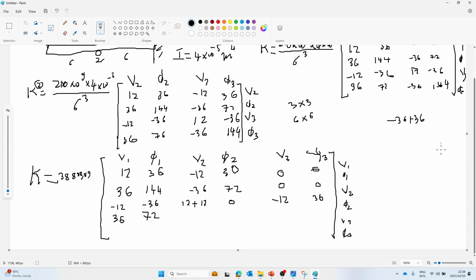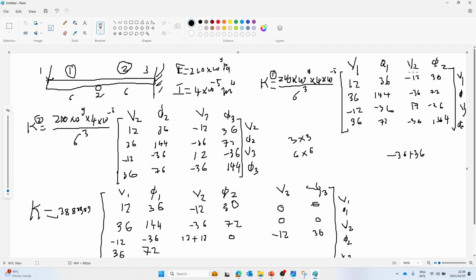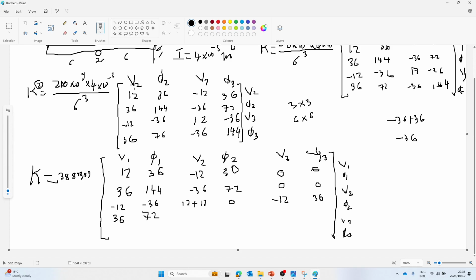V2 phi 2. V2 phi 2 is minus 36. Do you also have V2 phi 2 here? Yes. Under this case, V2 phi 2 is minus 36. So you have minus 36. Now you come to this one. Do you have again V2 phi 2? Yes. What is it? It is V2 phi 2. The value here is 36. So here is going to be minus 36 plus 36. So here you have 0. This is what happens when you do it once.